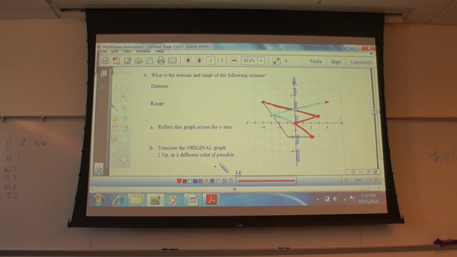Where does this point reflect to? This is where you need your other color pen. Where's this point reflect to? So we draw this one to that one. So you're reflecting.